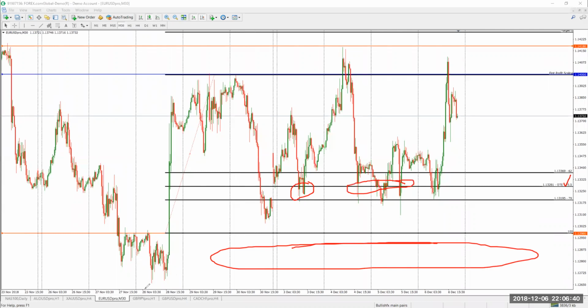Below the institutional price, because price will never come down there. They won't let price come down there because it's going to be expensive for them. They will lose. You see?